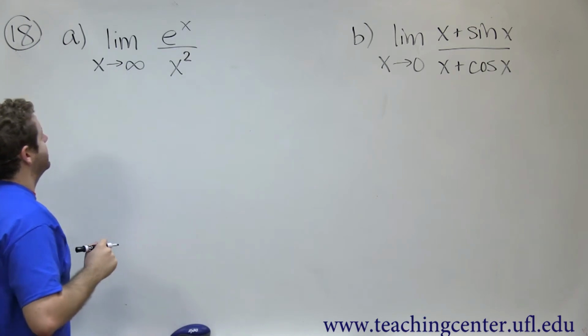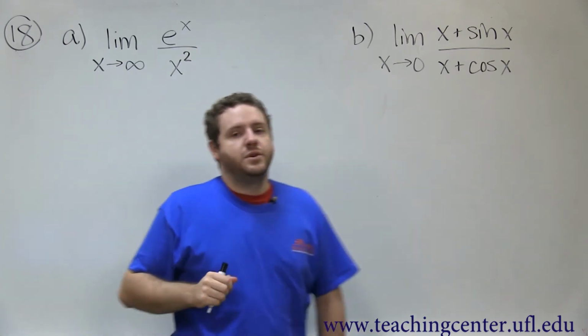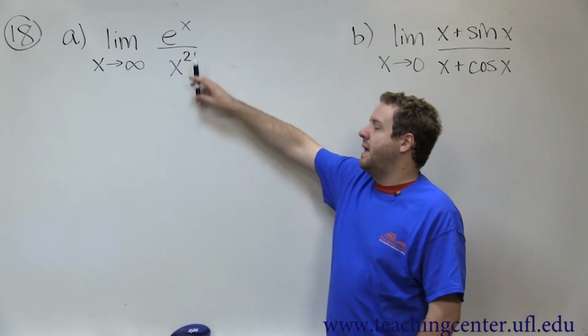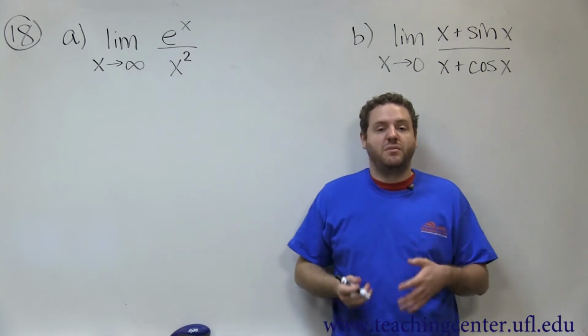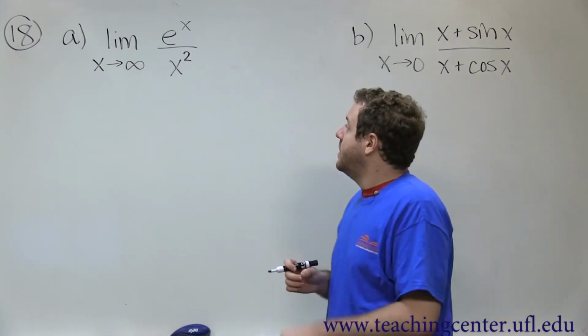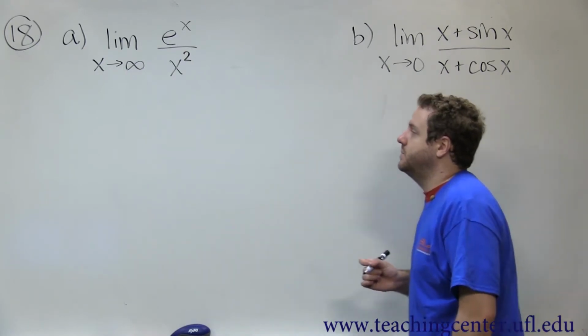the first one is the limit as x goes to infinity, e to the x over x squared. If you notice, this is an indeterminate limit as written because the bottom is infinity and the top is infinity. If you have infinity over infinity, that's not a determined limit, that's indeterminate. So we need to solve it, and in this case we can use L'Hopital's rule.